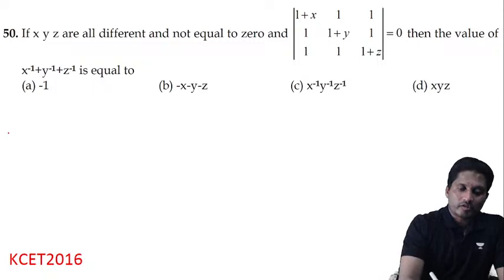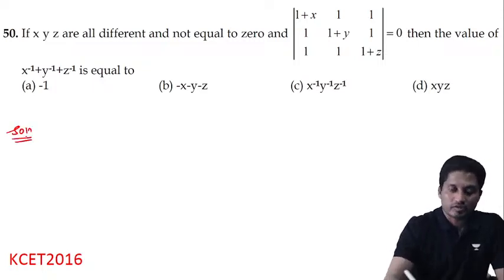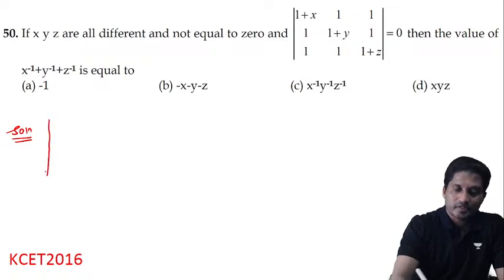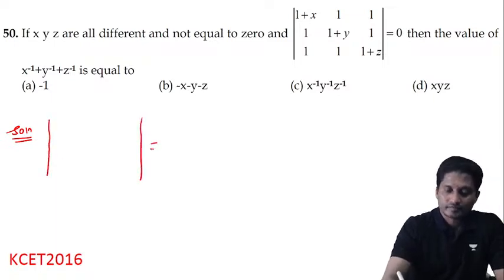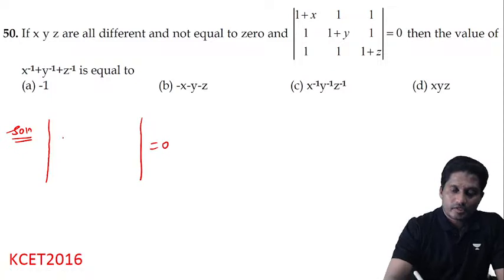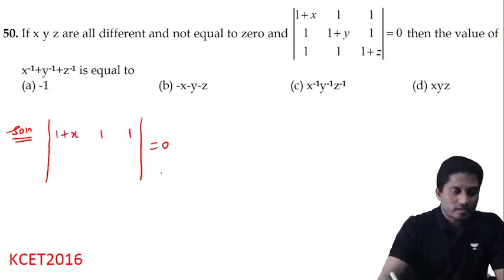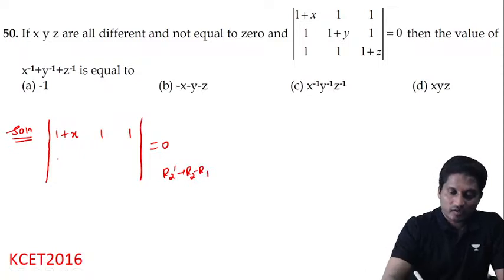This is a worked out example of NCERT only. Boards also they have asked this question. 2016 KCET problem. Determinant equal to 0. First row will be 1 plus x, 1 and 1. Change R2 to R2 minus R1. This is minus x, y, 0. Change R3 to R3 minus R1.